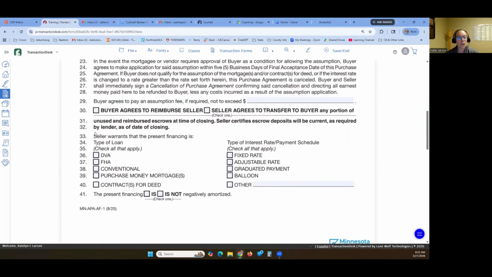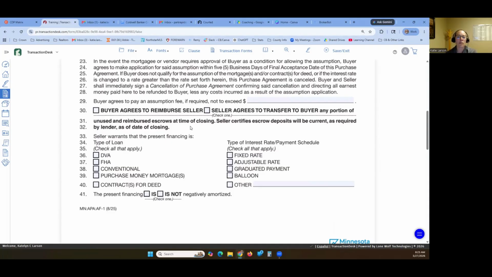Lines 30 through 32 talk about unused escrows. Okay. This is another thing that I think agents forget about when they make their offer contingent on assuming the seller's mortgage. Starting with line number 30, it says either buyer agrees to reimburse the seller or seller agrees to transfer to buyer any portion of unused and reimbursed escrows at time of closing. Seller certifies escrow deposits will be current as required by the lender as of date of closing.